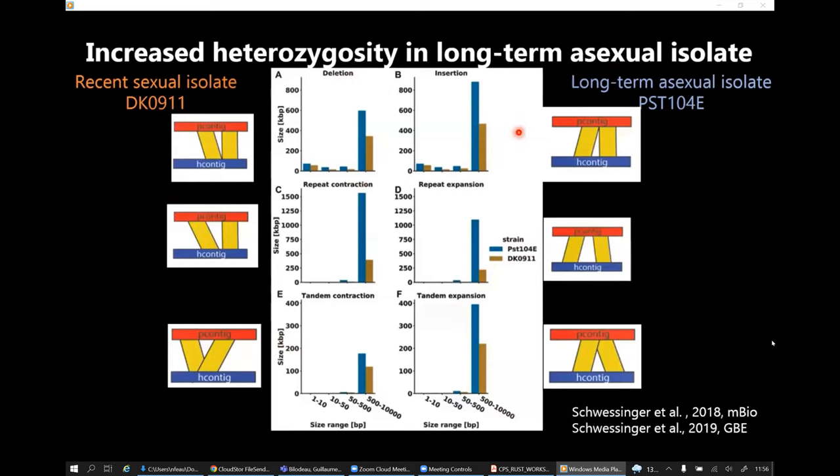So here you have these different categories of insertions, deletions, repeats, and tandem duplications. And there are two big take-home messages. Small nucleotide polymorphisms really contribute very little to the variation between the genomes. It's really these larger variations which contribute to the variation between the haplotypes, between nuclei, if you like to think about it like that. And in PST104E, the older one, you have much more of those. So you have much more of the genome which is rearranged in 104E versus TK911.